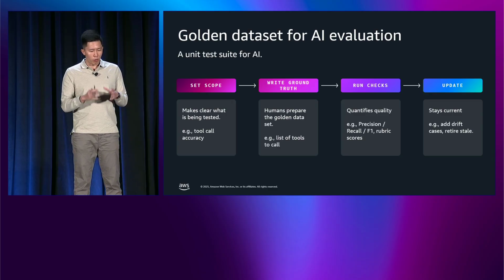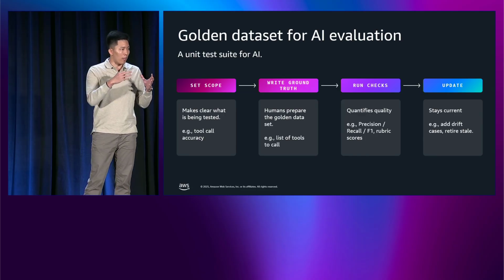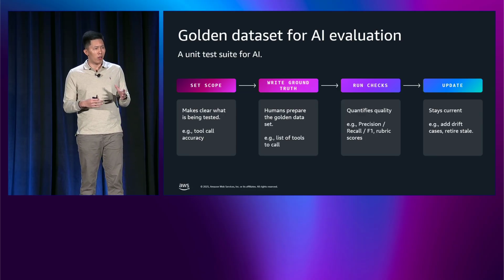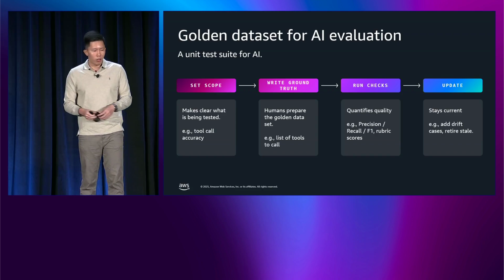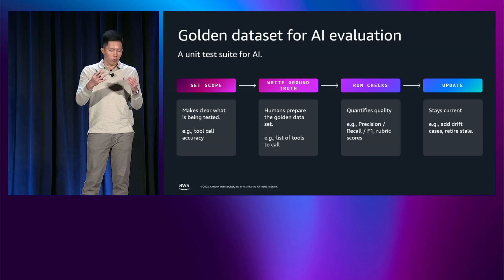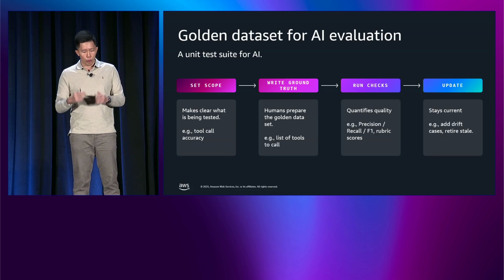The second is ground truth. Humans will prepare the golden data set. Say we have 1,000 user queries that we know users care about. For each of these user queries, we will think about, hey, which tool do you need to call to retrieve the data to answer the question? So say for question 1, we select 4 different tools. That is the ground truth.